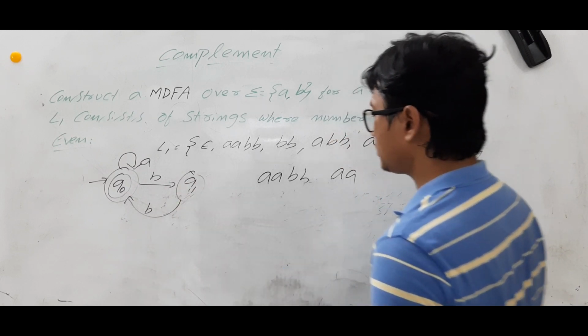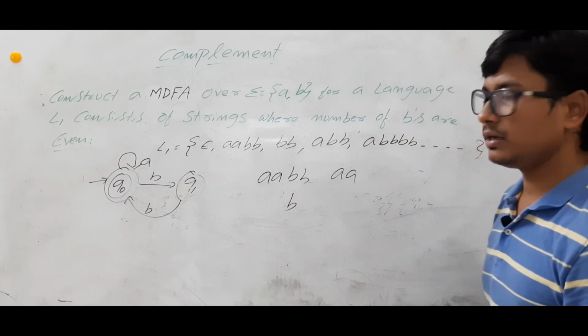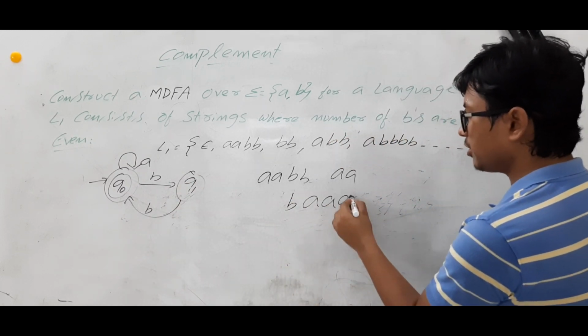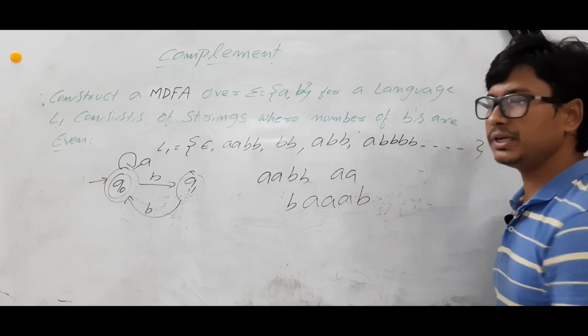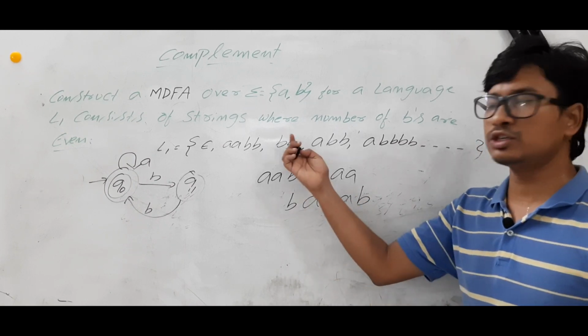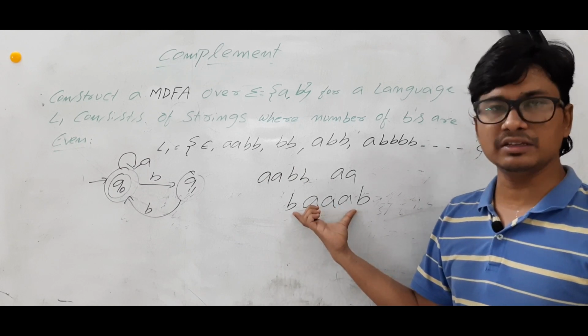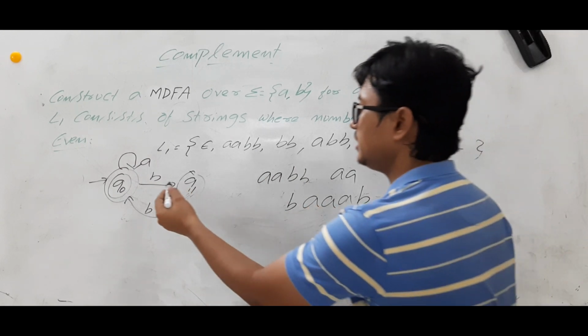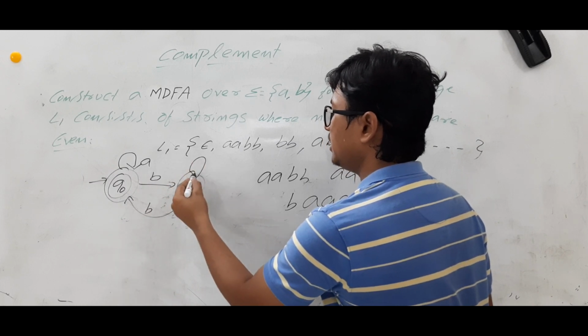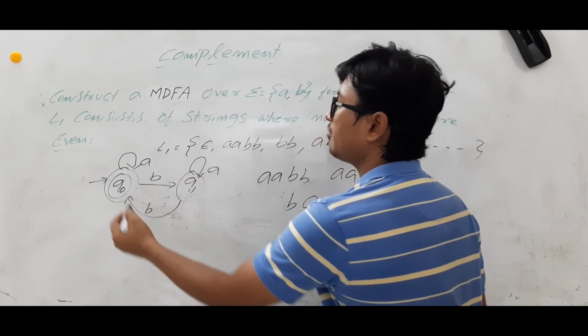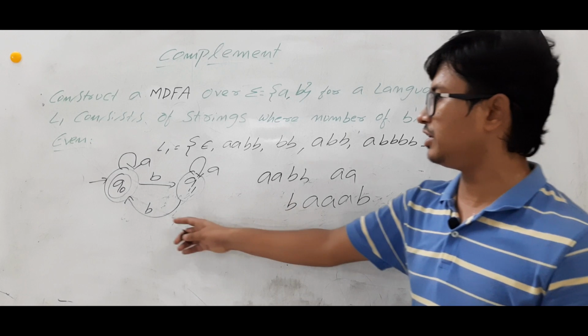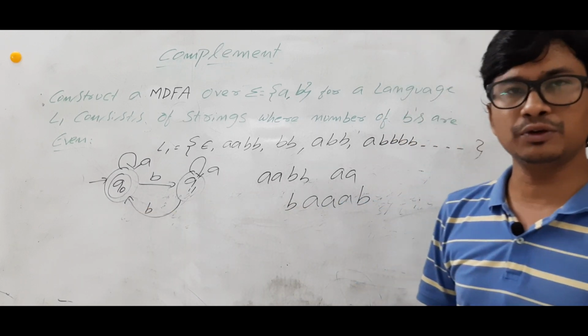Okay. Now if you see that you saw a single B and you can see any number of A's, still if you see a B, even this string belongs to language L1. Why? The number of B's are even in this case. So after seeing a single B, you can find any number of A's, and after any number of A's, if you still see the B, you should accept it.